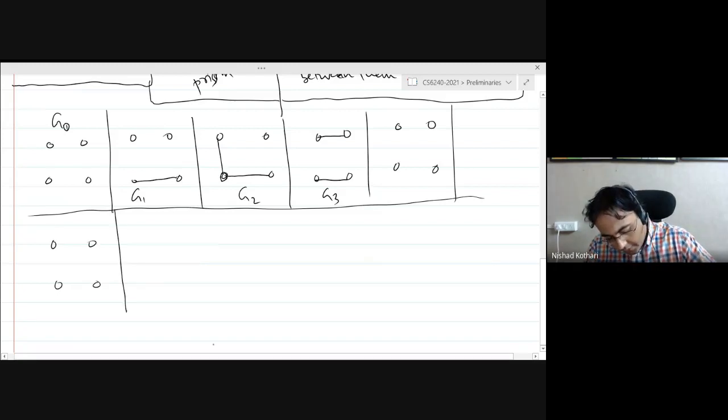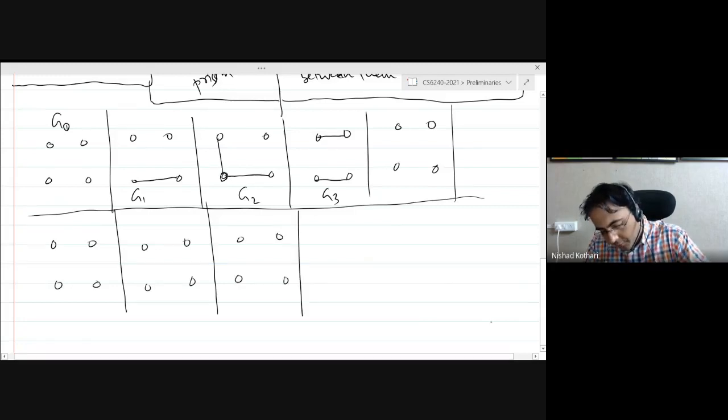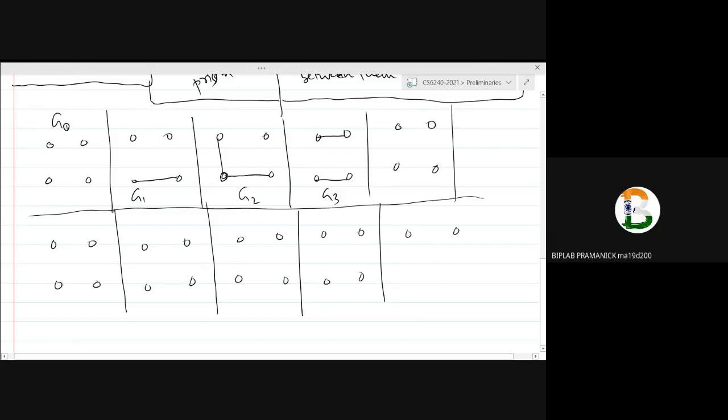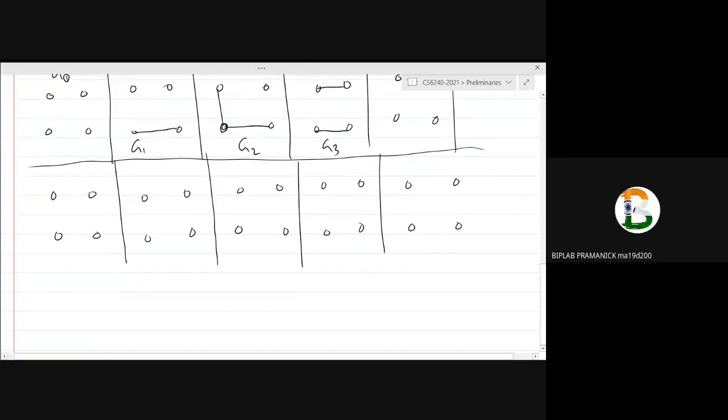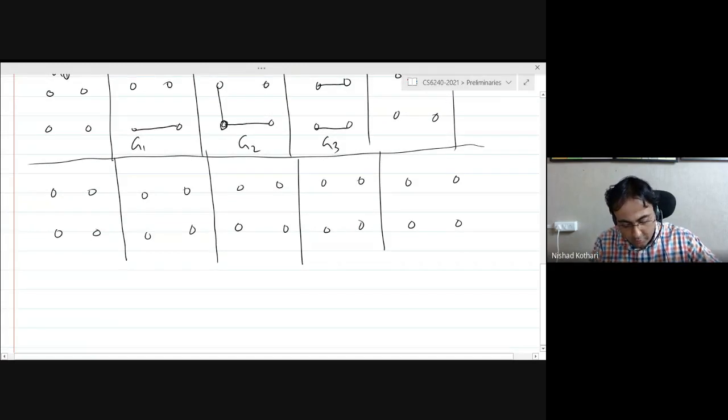Now, what about the case where we have three edges? Can someone tell me how many possibilities are there if I have three edges between four vertices? 3C2 into 2. Let's see. But I want only the non-isomorphic graphs. So your claim is 3 choose 2 into 2. How much is that? 6. That is 6. Okay.